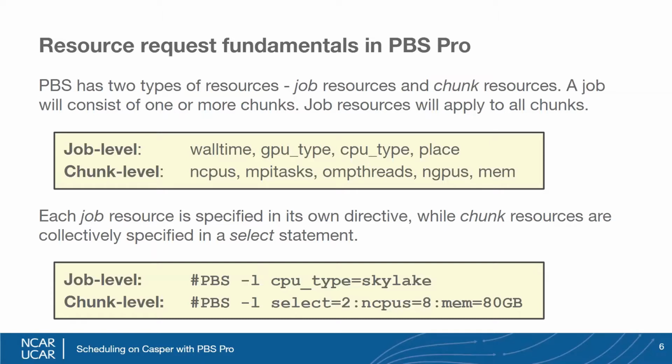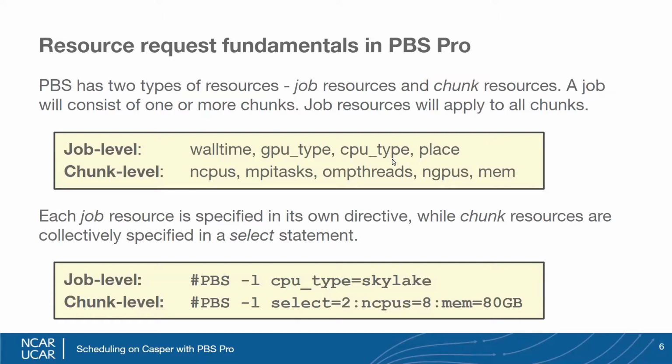So in PBS, we have these resource specifications, and there are 2 types. There are job resources and chunk resources. So a job resource, well, I guess first off, a job will consist of 1 or more chunks, and these chunks are just what you can imagine. It's a chunk of resources. But job resources will apply to all of the chunks that you request, whereas obviously a chunk resource will only apply to a specific chunk.